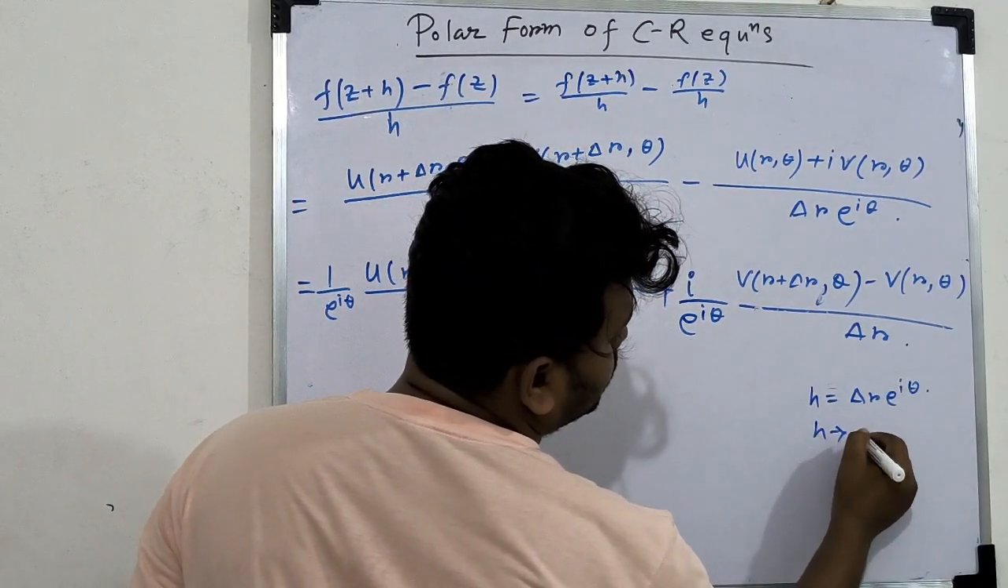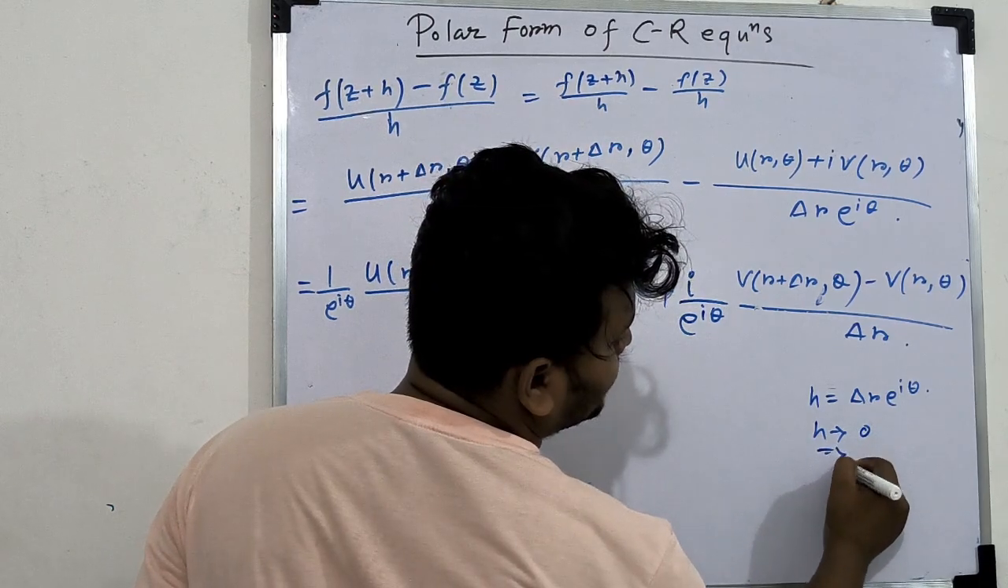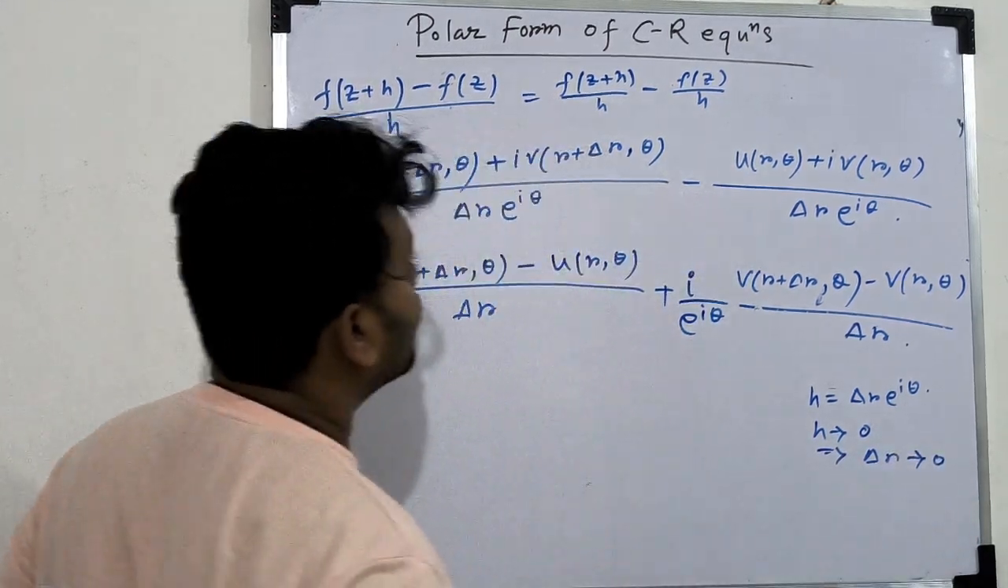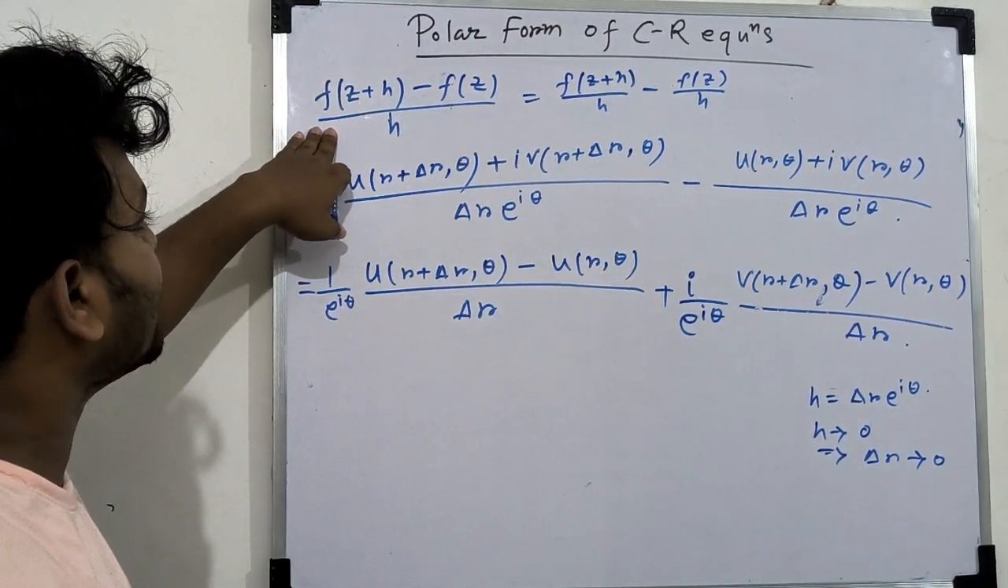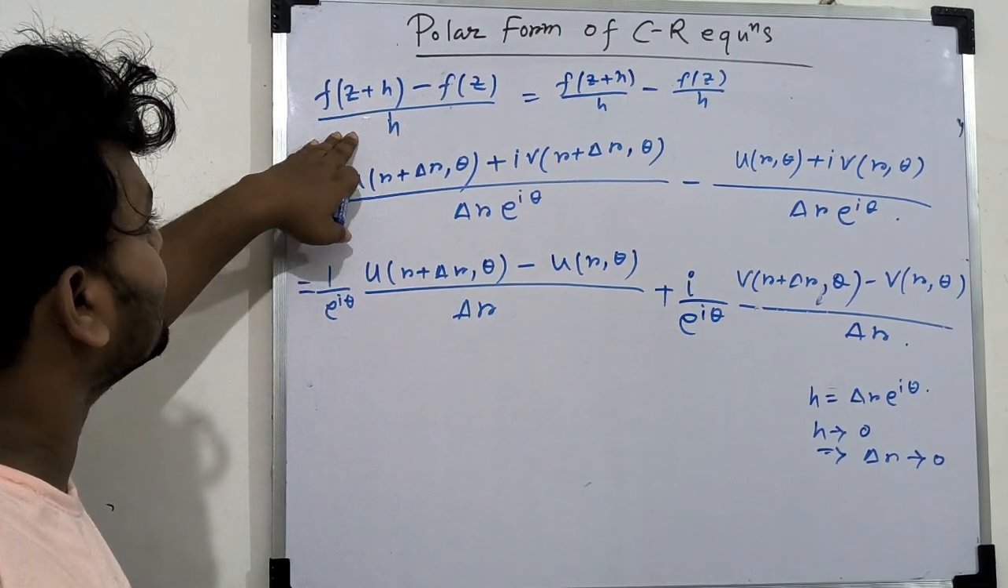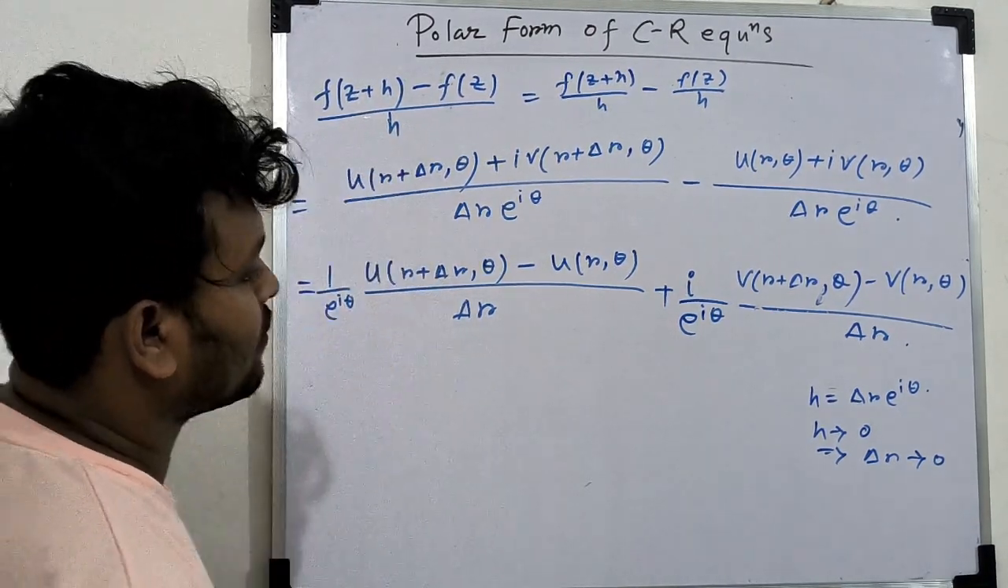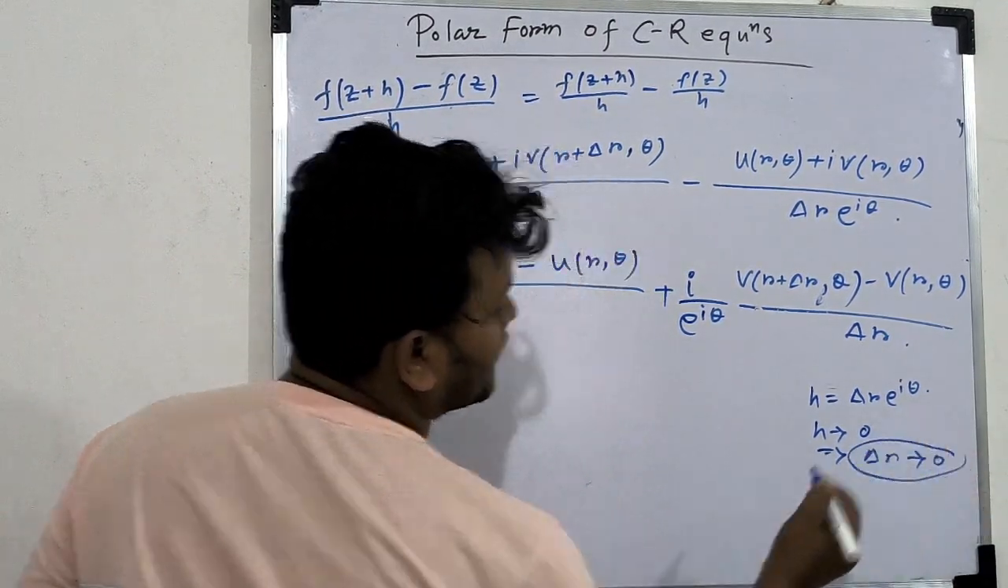So h tends to 0 implies that Δr tends to 0. Whenever we find f'(z), this is the limit as h tends to 0. Therefore we have to take Δr tends to 0.